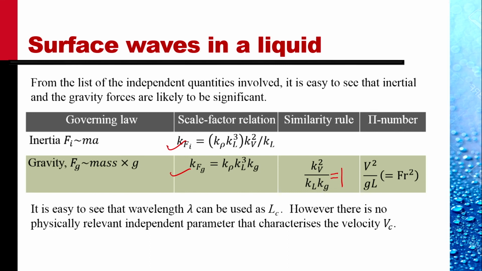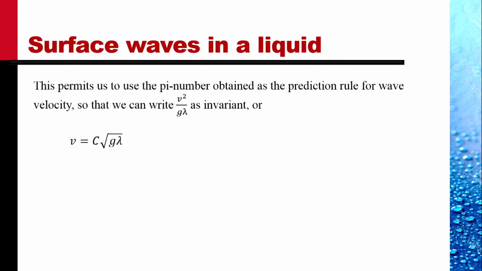It is easy to see that wavelength lambda can be used as Lc. However, there is no physically relevant independent parameter that characterizes the velocity Vc. So life is simple. This v square by gL becomes a prediction rule itself. There is no modeling rule required. So v square by gL should be order 1. So v square should vary like gL. L is lambda. So v is like C times under root g lambda.